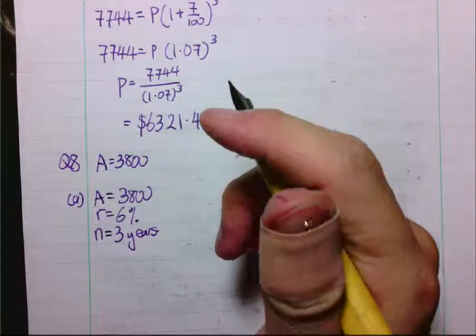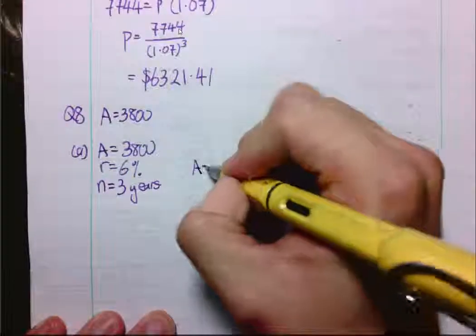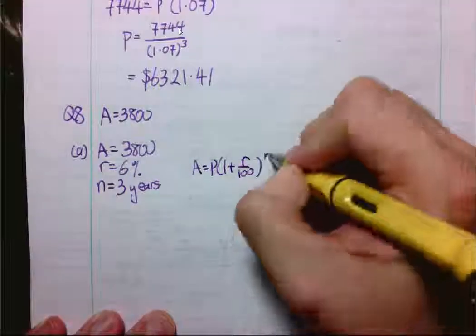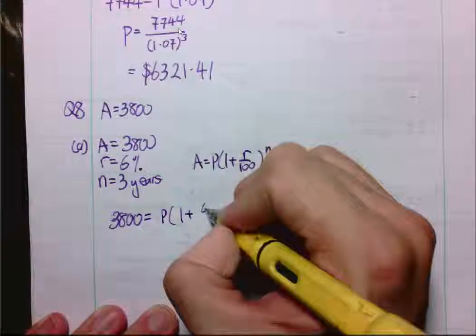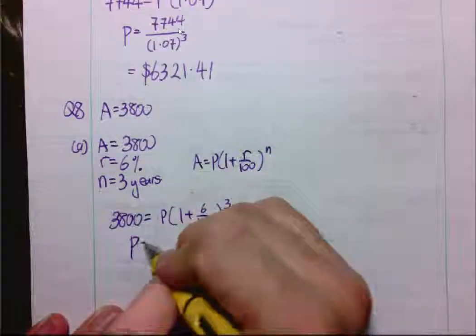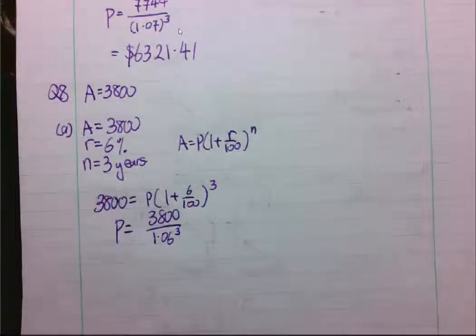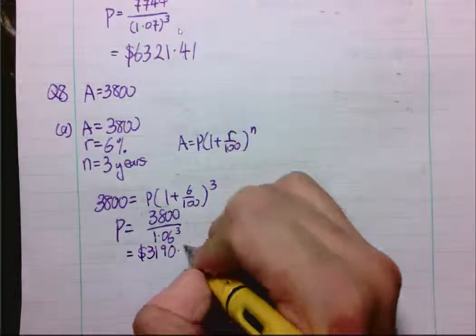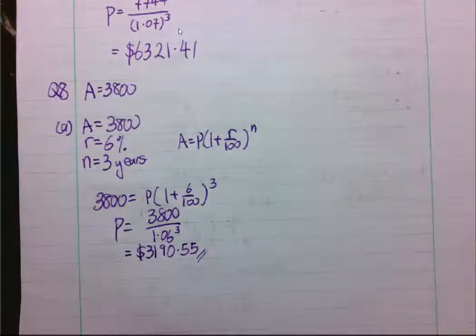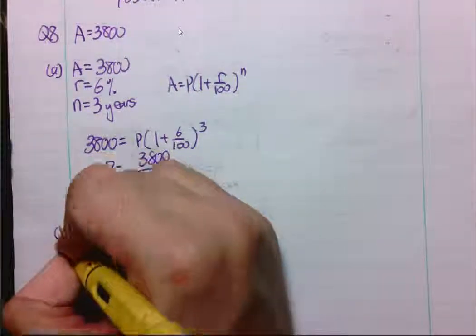Now what I need to do here is this. First, I will plug into the formula. My formula is A equals P, 1 plus R over 100, to the power of n. My A is 3,800. My principal is unknown. My R is 6 over 100, cubed. This is similar to the question we did above, so I'll just skip a step or two. What I get is 3,800 divided by 1.06 cubed, which is 3190.55. Just key everything into the calculator. This is similar to question 4, so I won't talk so much about it. The important part is actually part B.